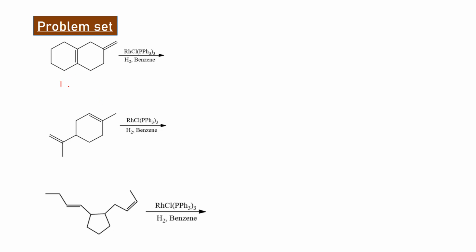So here there is a compound which has one endocyclic double bond and one exocyclic double bond. In case of Wilkinson catalyst, the selectivity is always towards the exocyclic double bond over an endocyclic double bond. So in this case, which double bond will get reduced? Obviously the exocyclic one, because this is less sterically hindered.